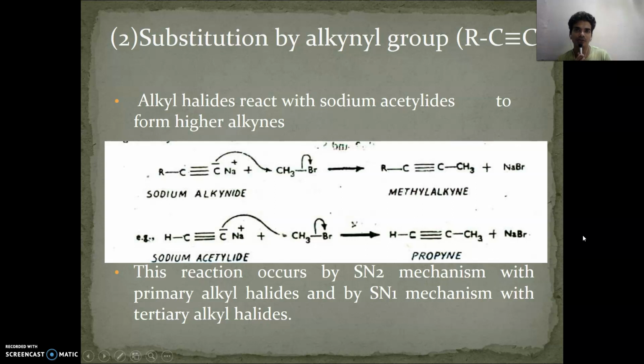The second reaction is substitution by the alkyl group, that is, the alkyl halide reacts with sodium acetylide to form higher alkynes. For example, sodium alkynide interacts with the alkyl halide to form higher alkynes, that is, methyl acetylide, and sodium acetylide with methyl halide gives propyne as a product. This reaction occurs by the SN2 mechanism with a primary alkyl halide and by the SN1 mechanism with a tertiary alkyl halide.